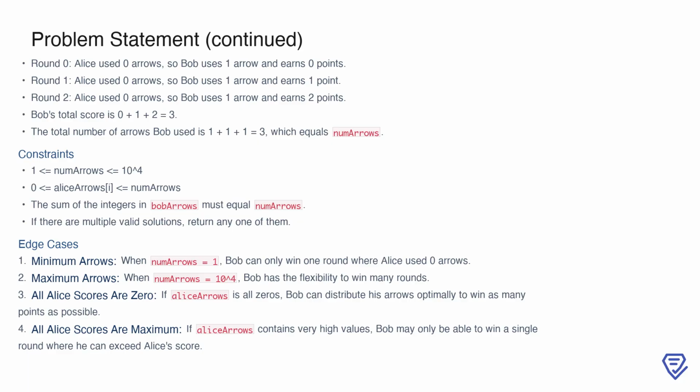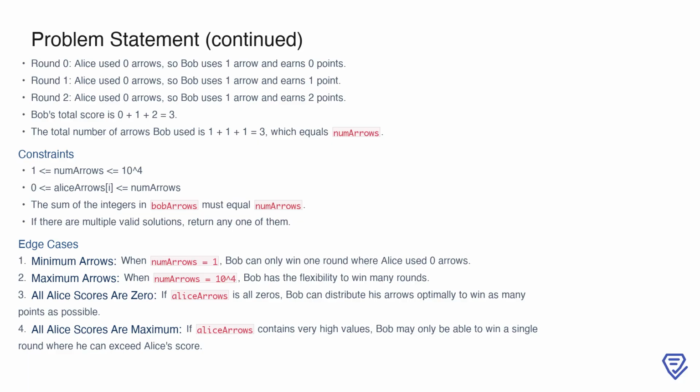In round 0, Bob uses 1 arrow and earns 0 points. In round 1, Bob uses 1 arrow and earns 1 point. In round 2, Bob uses 1 arrow and earns 2 points. This gives Bob a total score of 0 plus 1 plus 2, which is equal to 3, and he uses all 3 of his arrows as required.